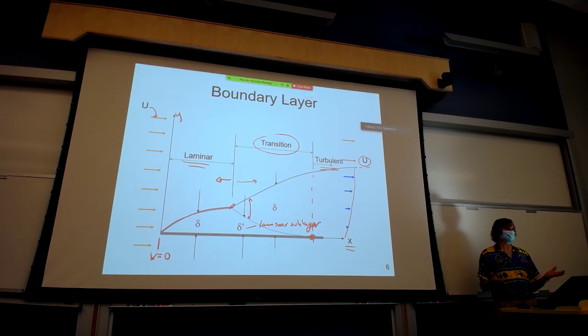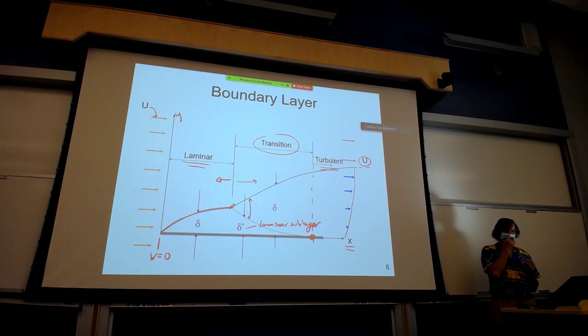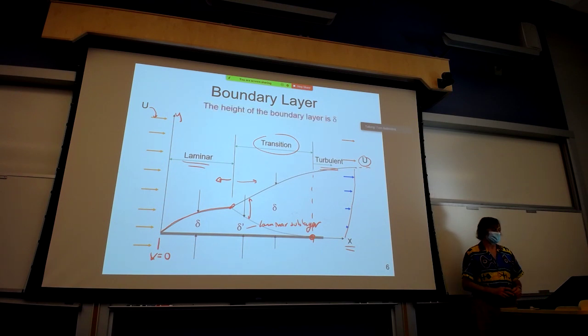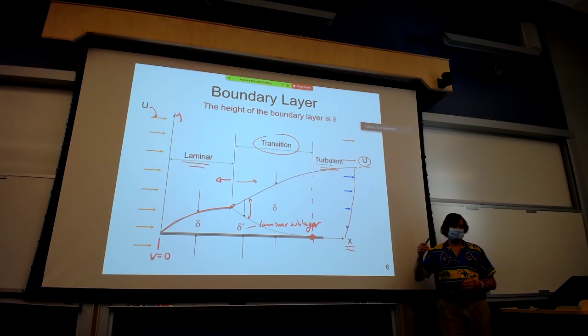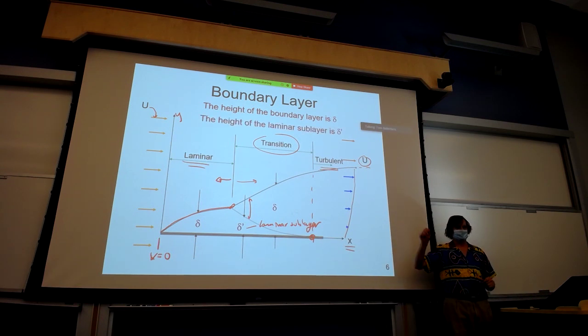This is actually incredibly important. We use this to our advantage in design, and many creatures have adapted. If you believe that the Earth is greater than 4,000 years old, they've adapted their strategies to take advantage of this. For example, why a shark's skin is as rough as it is. It has everything to do with this diagram. So again, the height of the boundary layer is what we call delta, and the height of the laminar sublayer is delta prime.